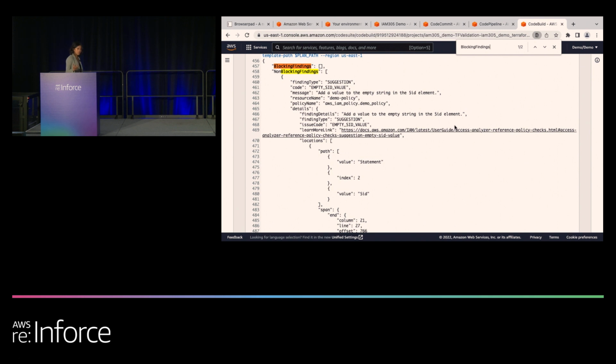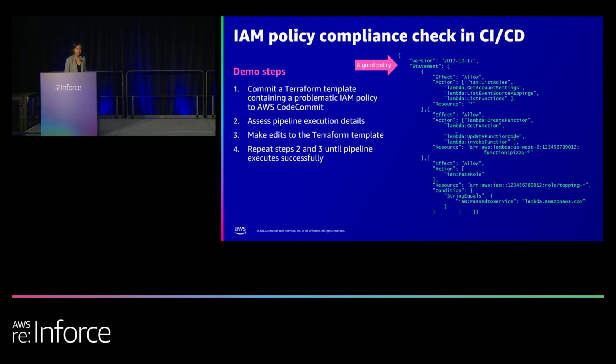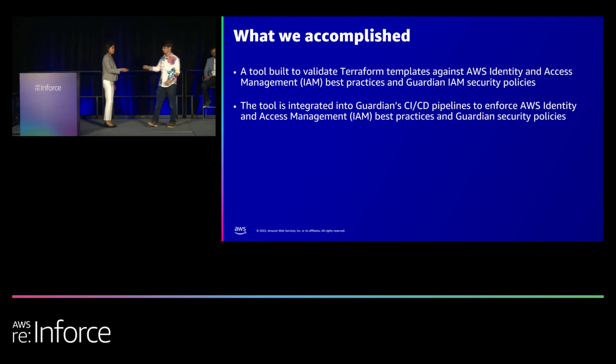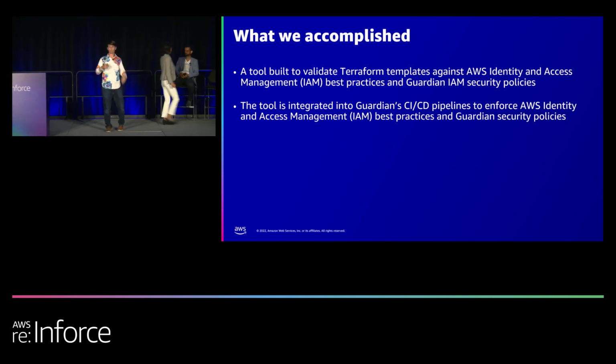So to conclude, I started with a Terraform template containing a very permissive IAM policy. Then I used this CI/CD pipeline solution to provide me with feedback and information and help me to scope down the permissions in my IAM policy. With that, I'd like to hand it back to Michael to talk about what we accomplished. Yeah. Thank you, Bohan, for making that real for the audience.